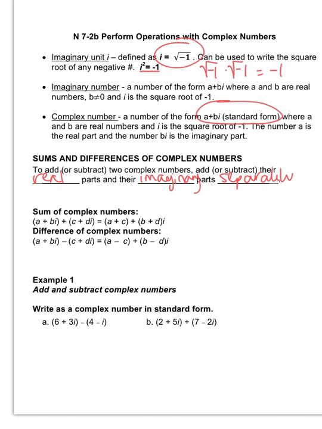So an i, we've talked about it before, an i is just like a variable. So you're just going to be combining like terms. Okay, so you add or subtract the real parts, add or subtract the imaginary parts. So let's look at this first example at the bottom.